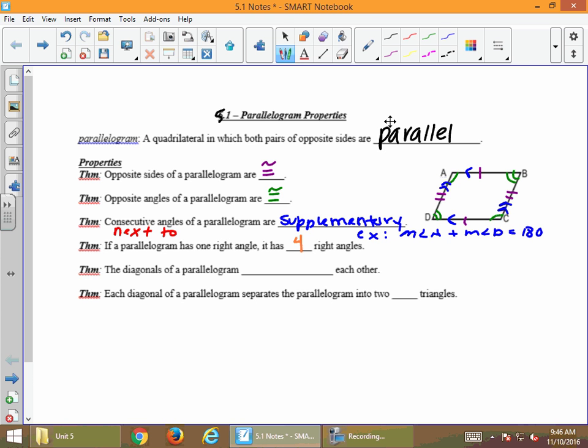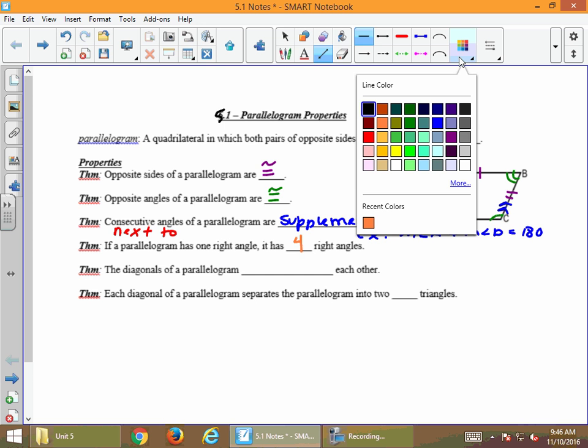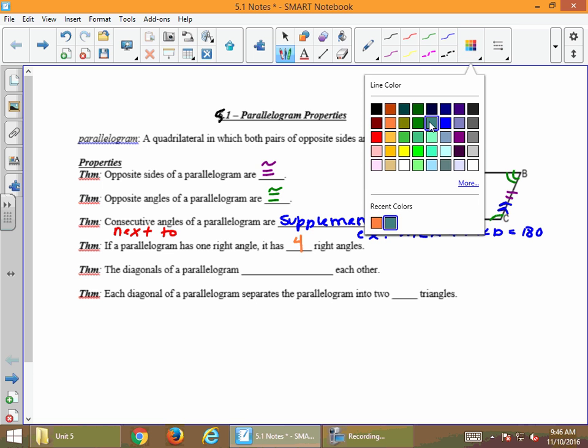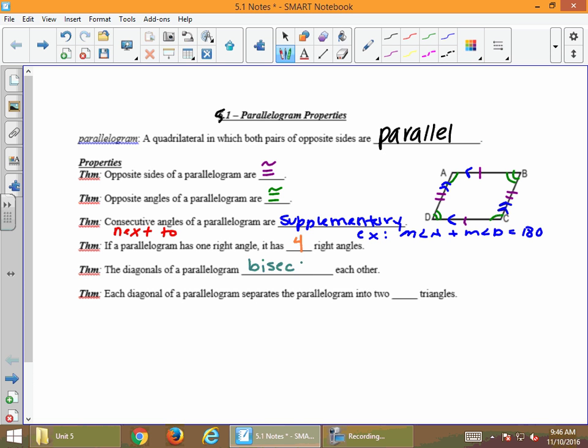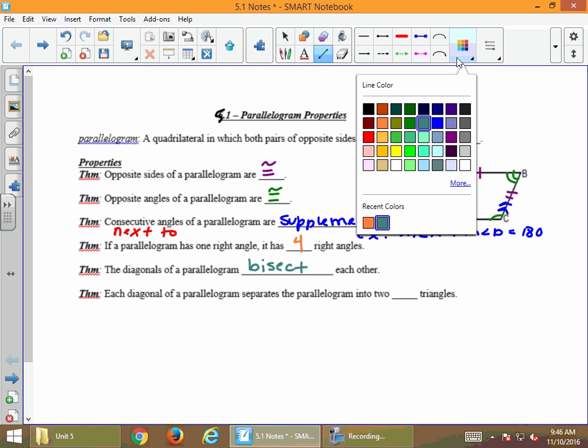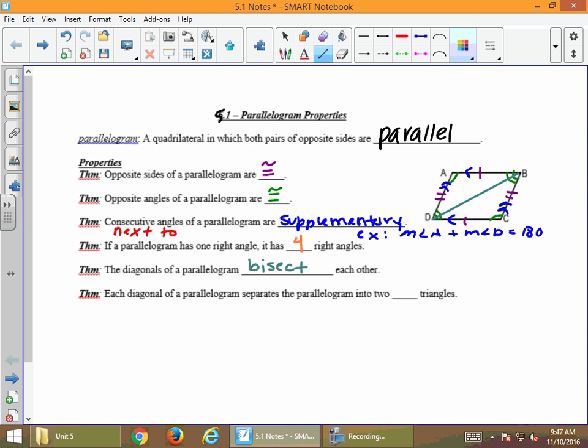Another important property is the diagonals of a parallelogram bisect each other. It means they cut each other in half. So we have this diagonal here and this diagonal there. That means this piece and this piece are the same, and those two pieces are the same. They cut each other in half. They bisect each other.